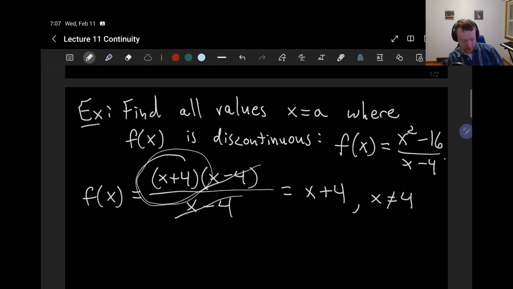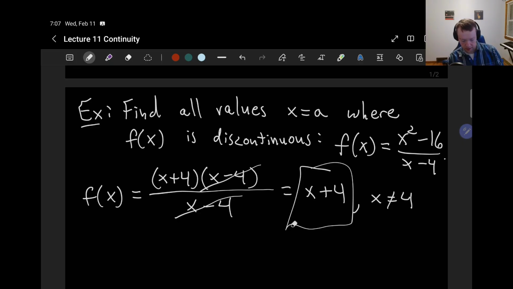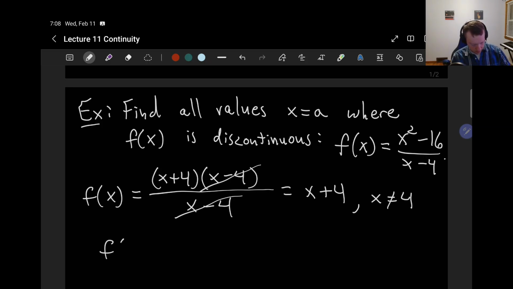So it looks like this x plus 4 everywhere, except you're not defined when x is 4 because of that original expression. You're technically dividing by 0. So if you were to graph this, it would look like this line, y equals x plus 4, but you would draw a hole here when x is 4. So the function fails to be defined there. Let's say f of 4 does not exist because of that original denominator.